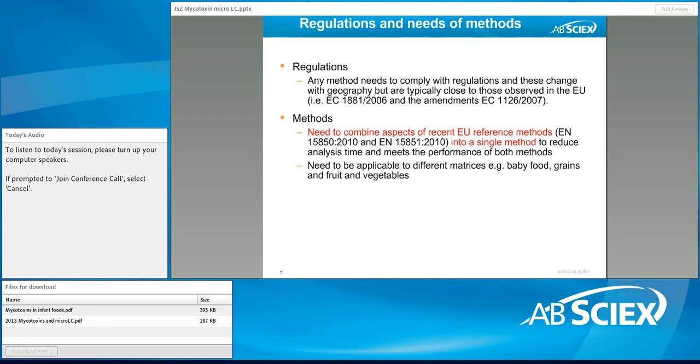Also, another point, in order to, for example, reduce the analysis time and reduce the cost, we also need to try to combine different recent reference methods into a single method, so we can monitor different classes of mycotoxins and different kinds of mycotoxins in one single injection. Of course, it's also very important that we test and validate this method in different matrices.